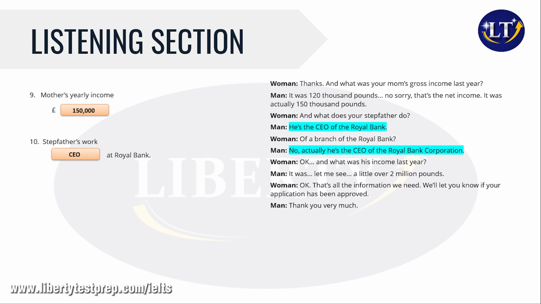He says first he's the CEO of the Royal Bank, and the woman doesn't really believe him. She thinks she has misheard something, right? Because if he's related to the CEO of a big corporation, why is he asking for financial aid? So she thinks she has misheard him. So maybe he is the manager of a branch or something like that. But then the man says it again, right? He confirms he's the CEO of the Royal Bank Corporation. So CEO is the answer. Actually, that's a pretty simple answer.